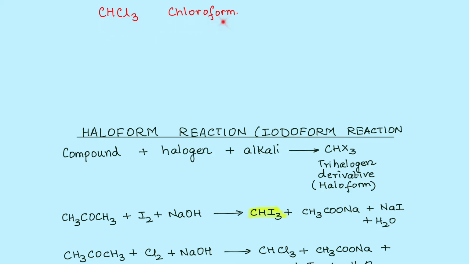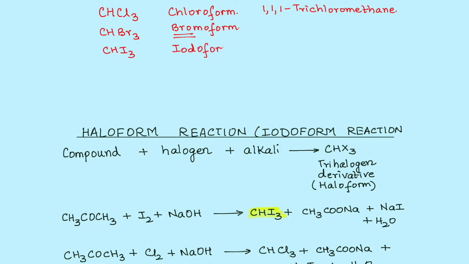Okay, before I start with the haloform reaction, look at CHCl3. What is the common name of CHCl3? Yes, it's chloroform, right? What would be the IUPAC name of this compound? 1,1,1-trichloromethane, right? From this, what would be the formula for bromoform? Again, the common name. So instead of chlorine, we are talking about bromine over here. So CHBr3. What would you call CHI3? Well done. You will call it iodoform.